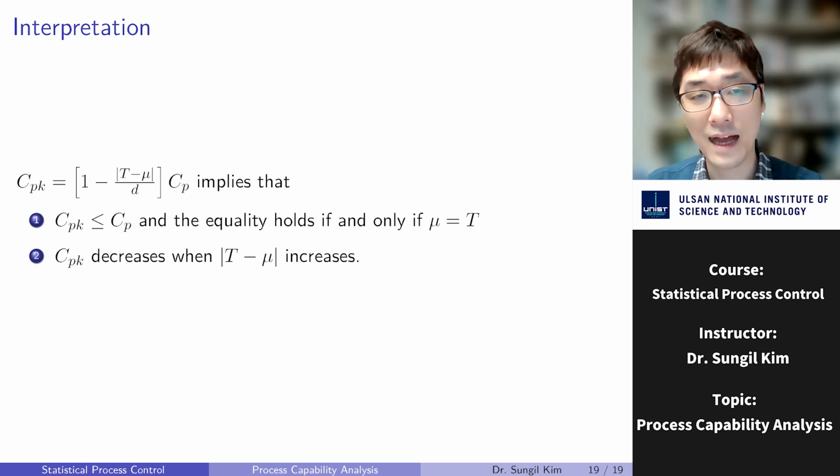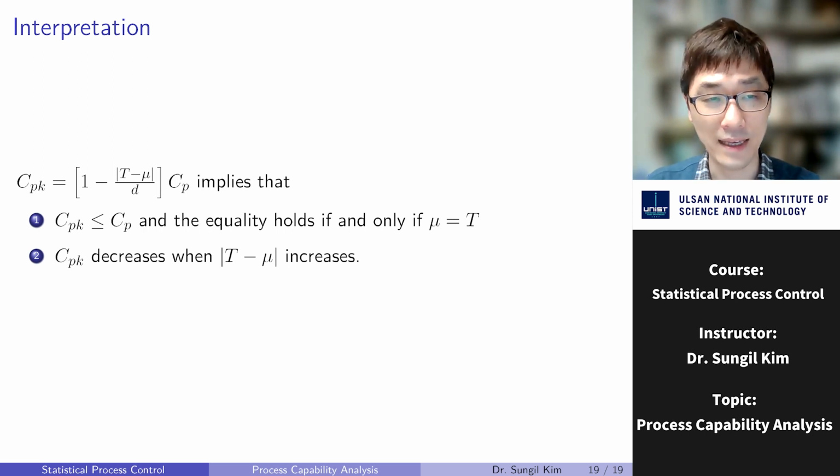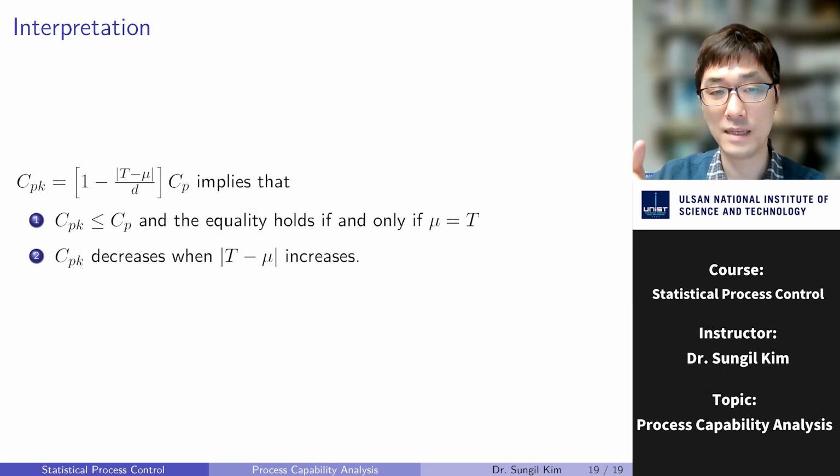This result implies that CPK is less than or equal to CP, and the equality holds if and only if mu equals T. And CPK decreases when the absolute value of T minus mu increases.